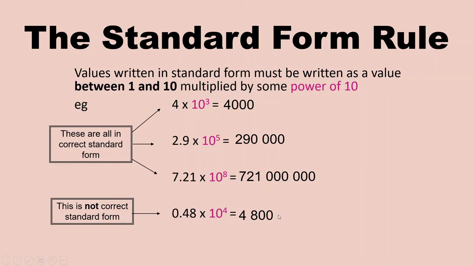So now that I know what value 0.48 times 10 to the power of 4 has, I can convert this into correct standard form by making it some number between 1 and 10. So I'll put my decimal after the first non-zero digit, so 4.8. That's a number between 1 and 10. But then I need to multiply by 10 to the power of some value. How many times do I need to multiply by 10 to move a decimal from here to where it belongs at the end of the number? That's 3 places, so 4.8 times 10 to the power of 3.